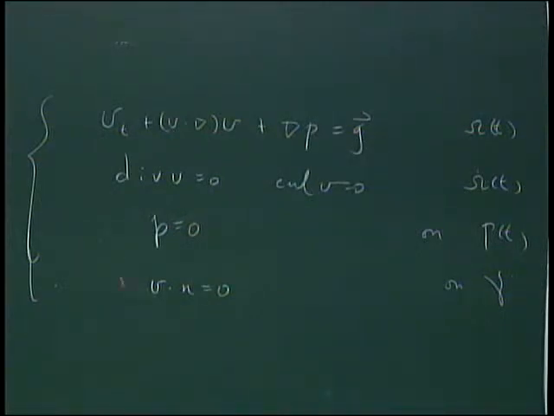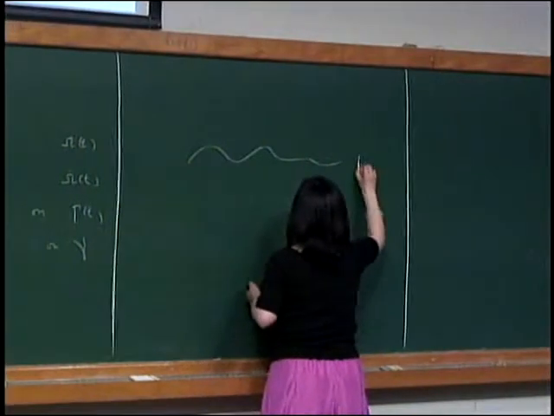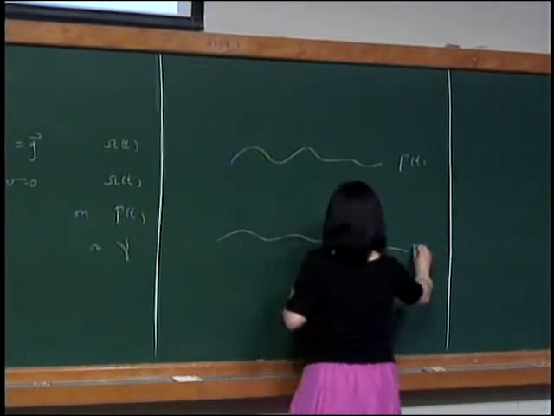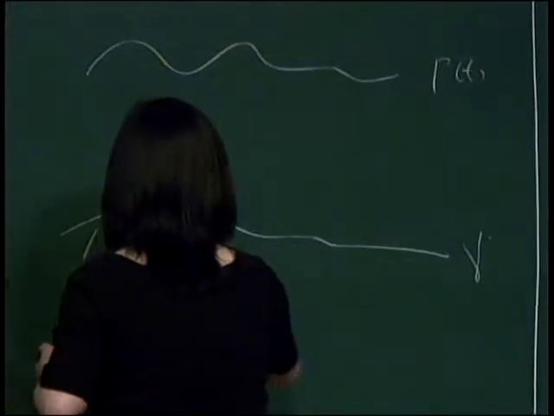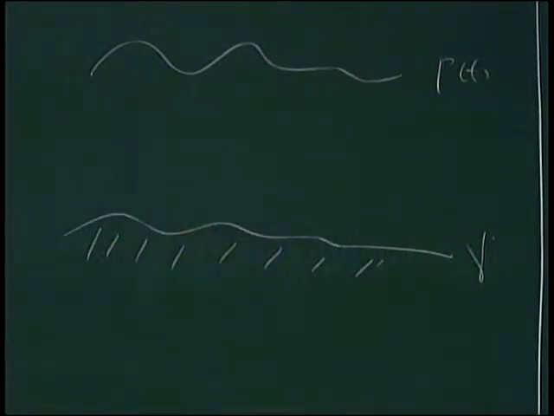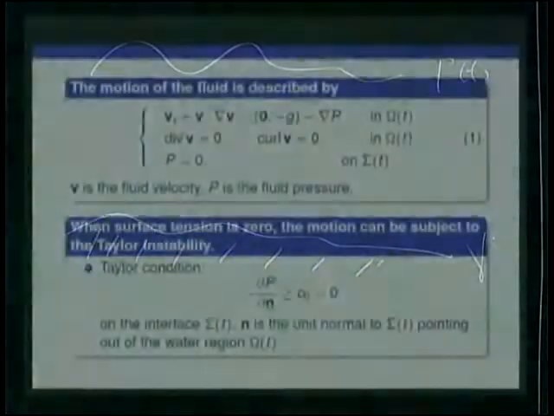This fixed boundary, of course, doesn't have to interact with a free surface. It can be free surfaces like this. This is Γ_t, and this is a fixed boundary Γ. It doesn't have to interact. Of course, it can interact.